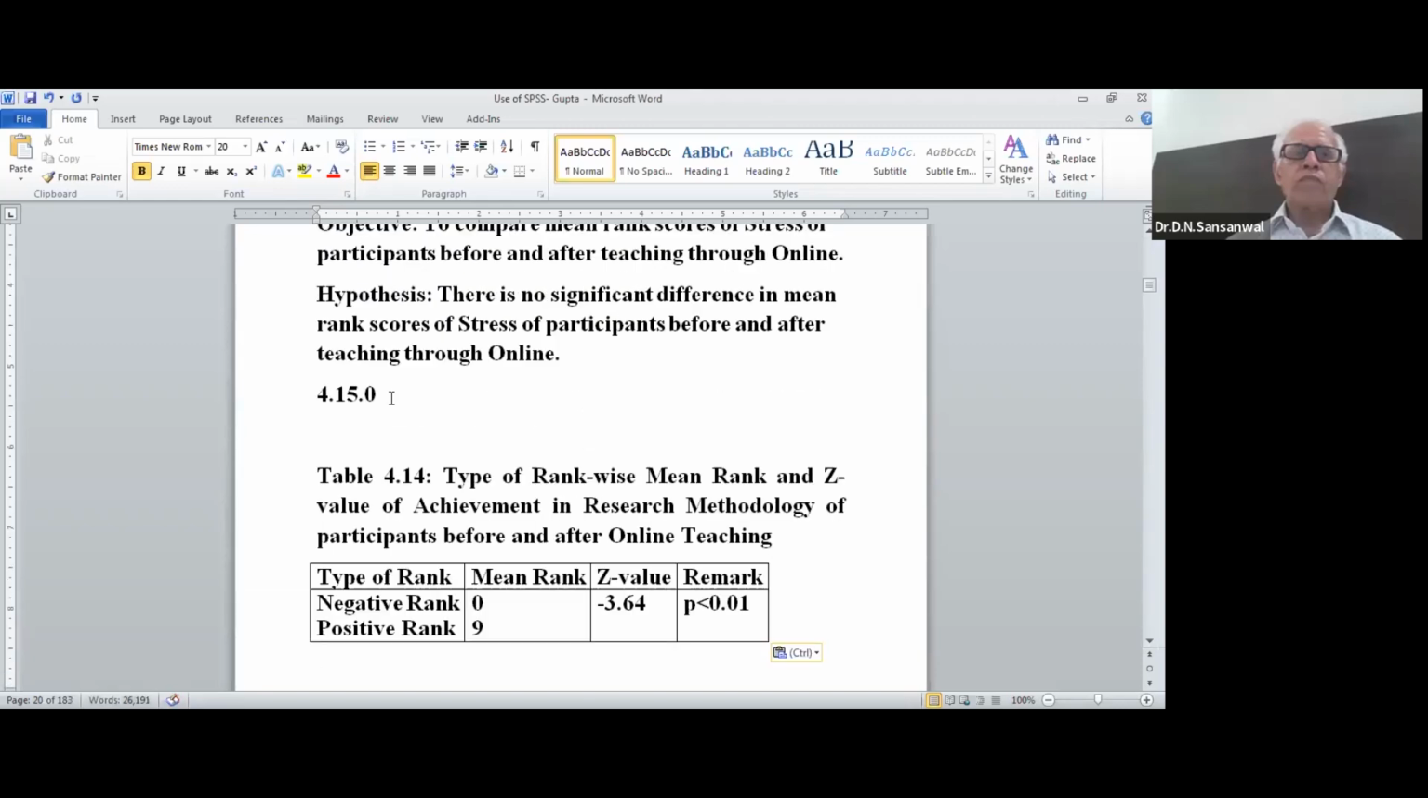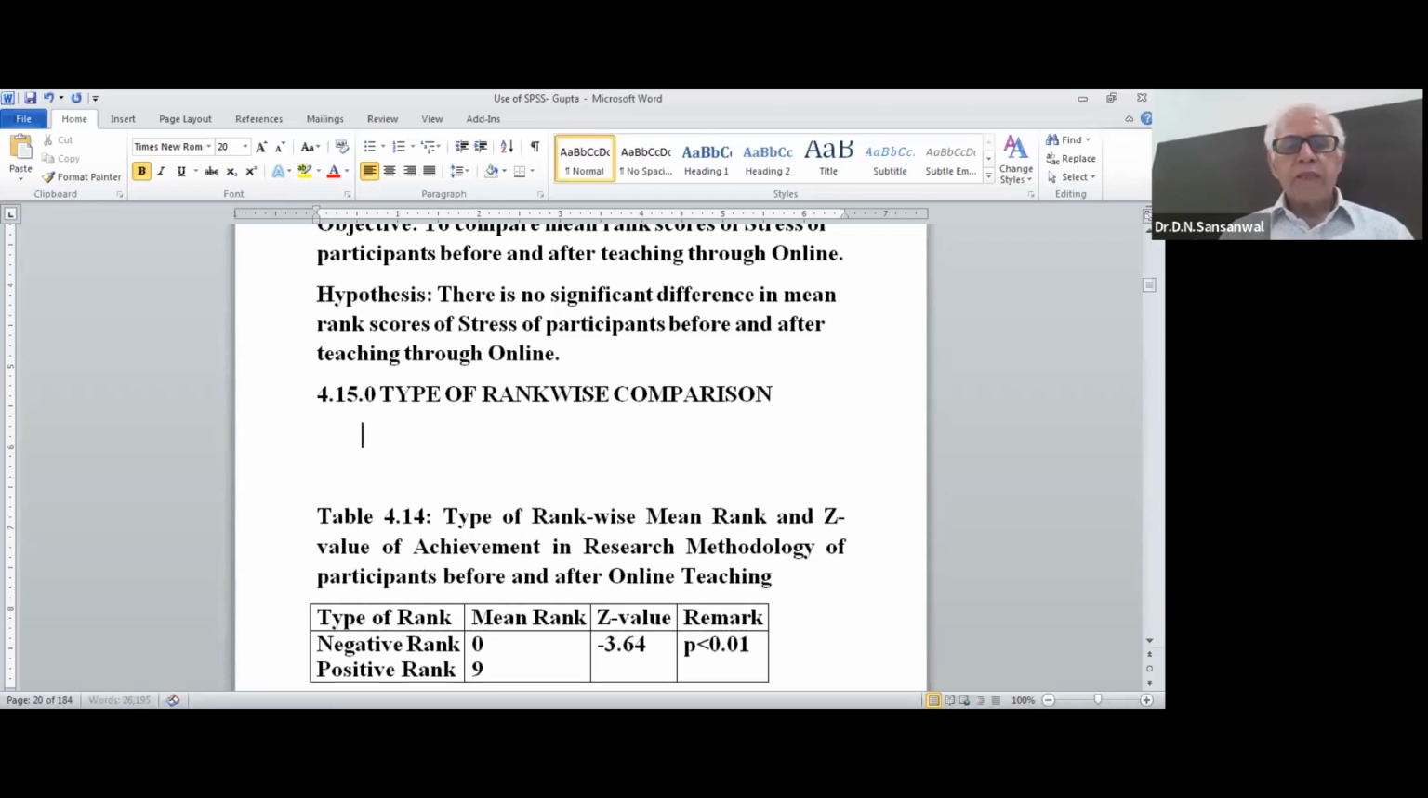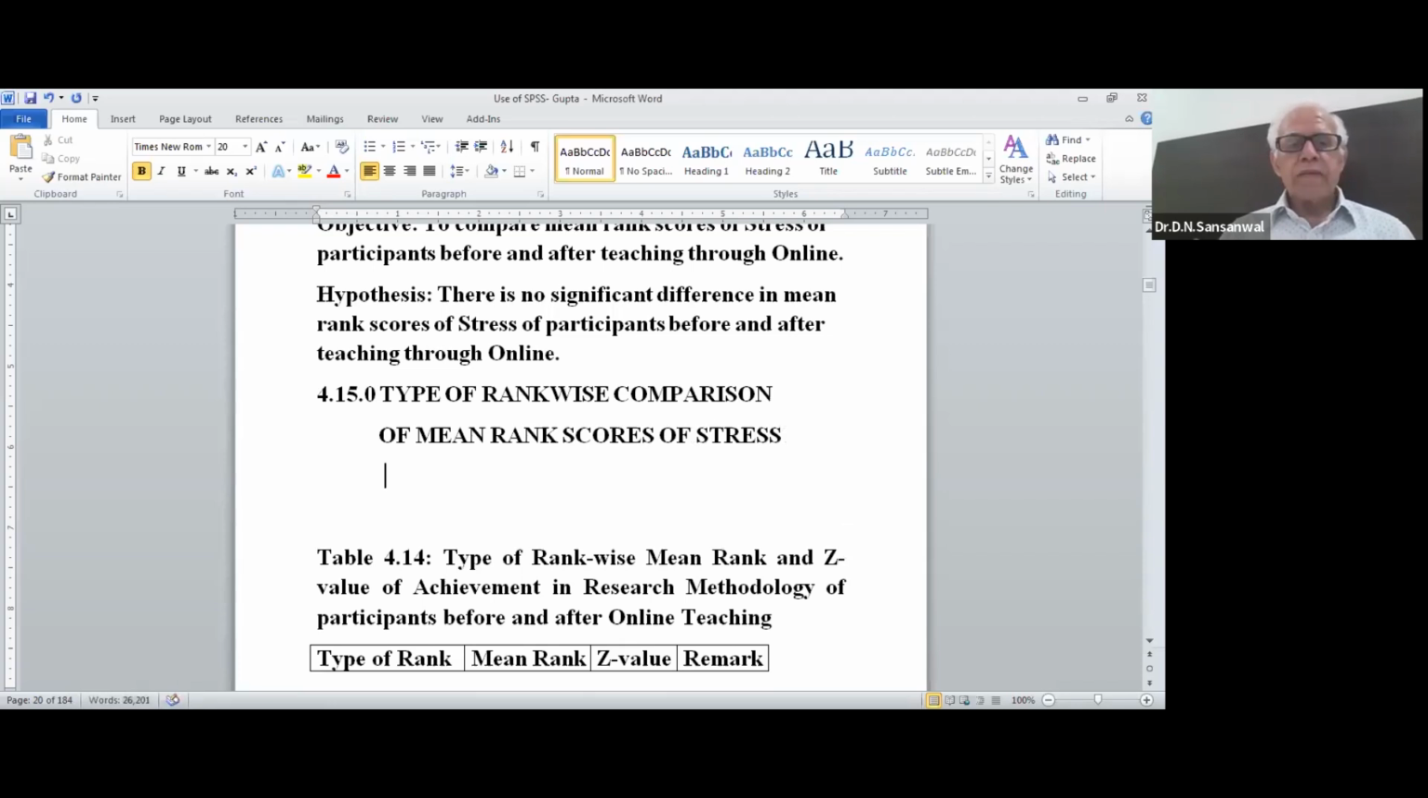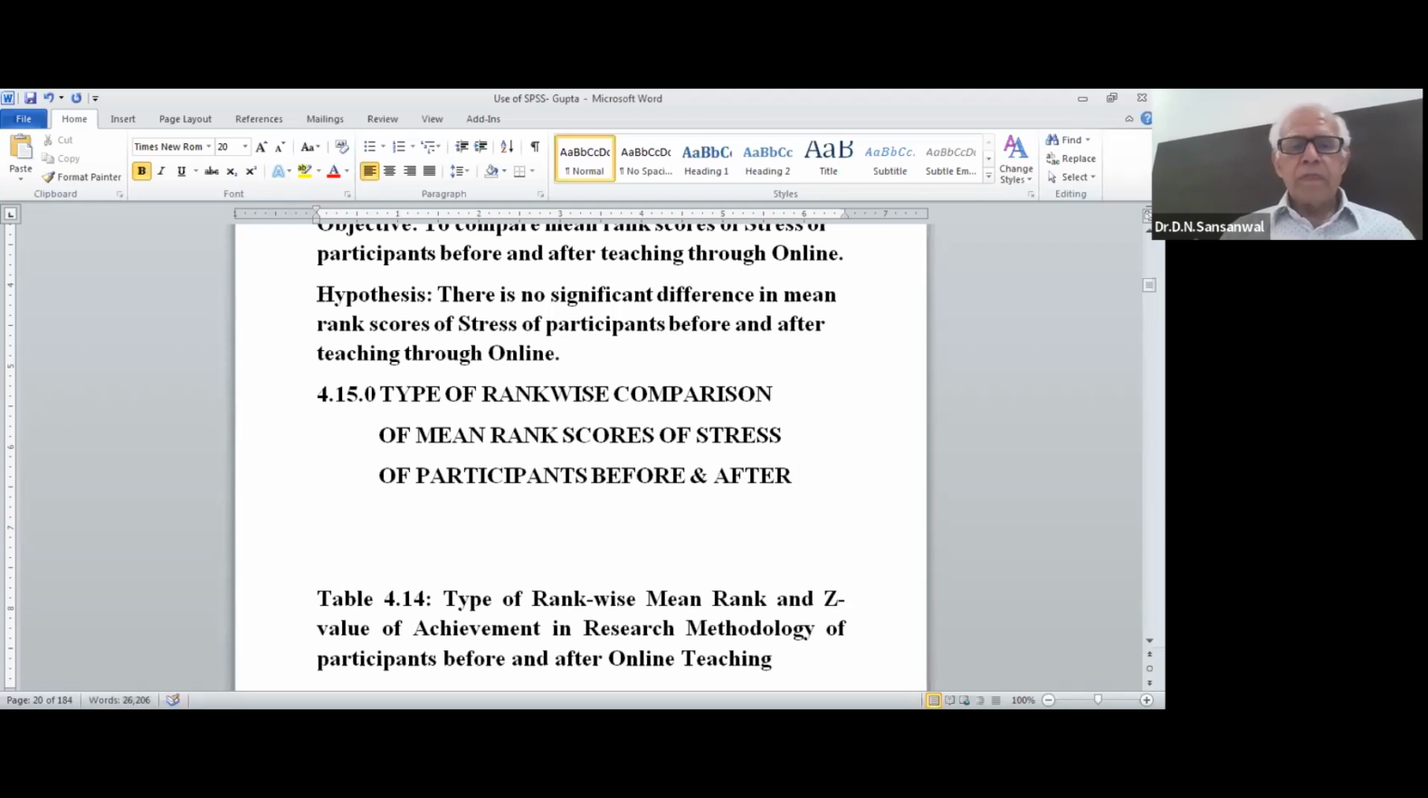Now here it is: type of rank wise comparison of mean rank score of stress of participants before and after online teaching.